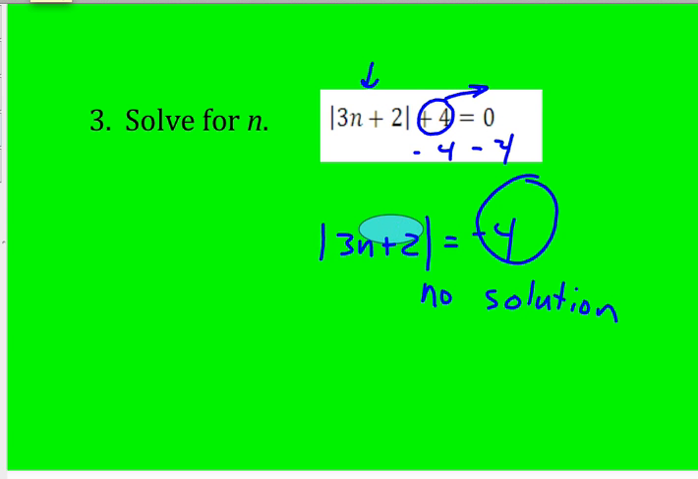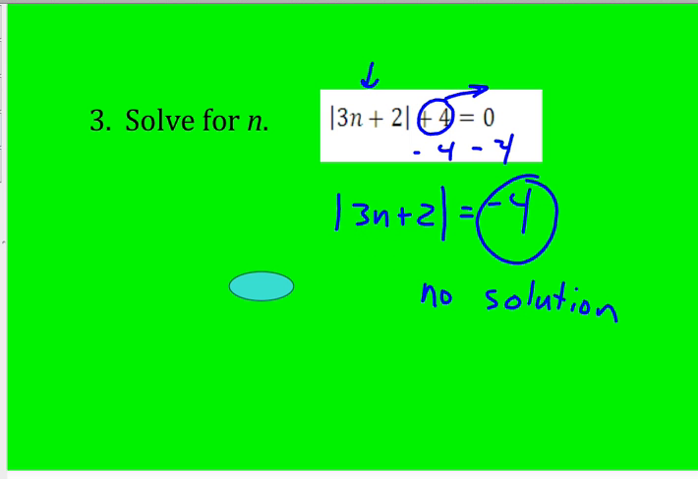So what I'm saying is, once you get your absolute value equation where the absolute value is by itself on one side, this number on the other side has to be positive, or your answer is no solution.